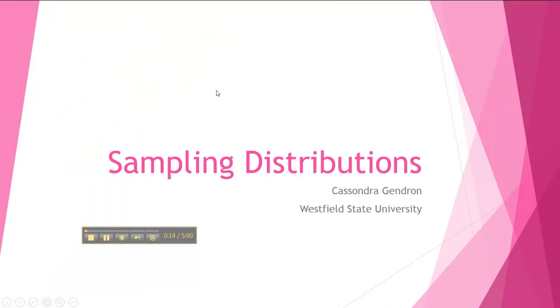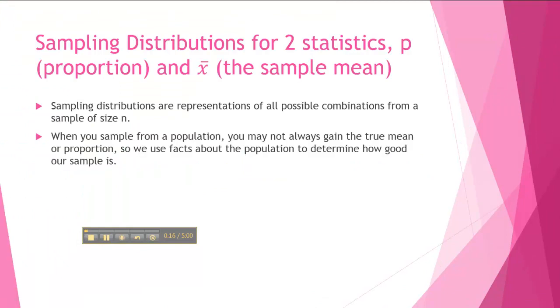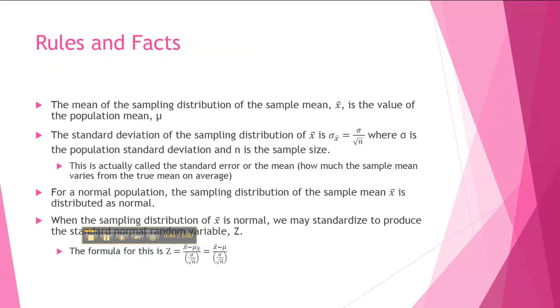So, when we talk about sampling distributions in this class, we're really only going to talk about two specific statistics, which are the proportion and the sample mean. Sampling distributions are representations of all possible combinations from a sample size of n. When you sample from a population, you may not always get the true mean or proportion, so we use facts about the population to determine how good our sample is and how we can get to our true mean or true proportion.